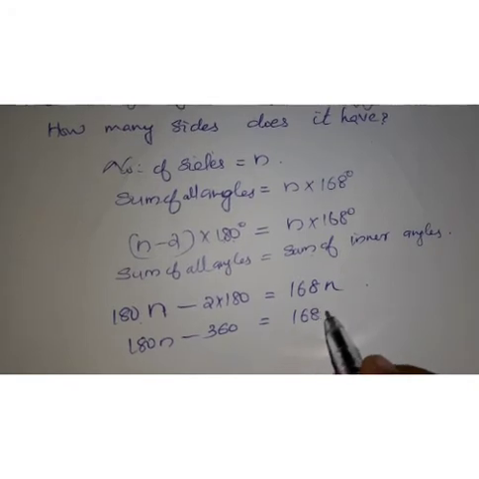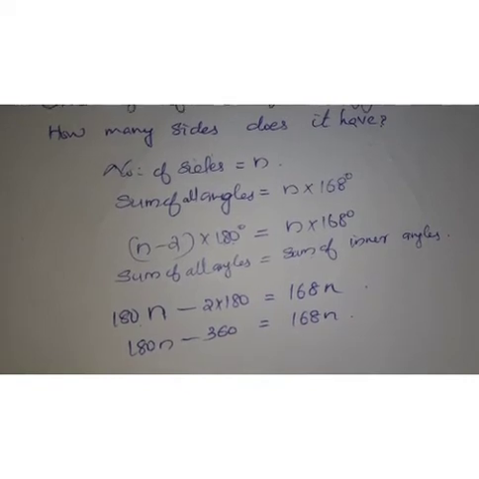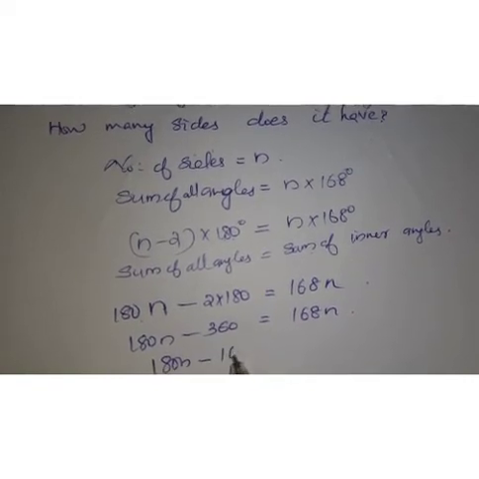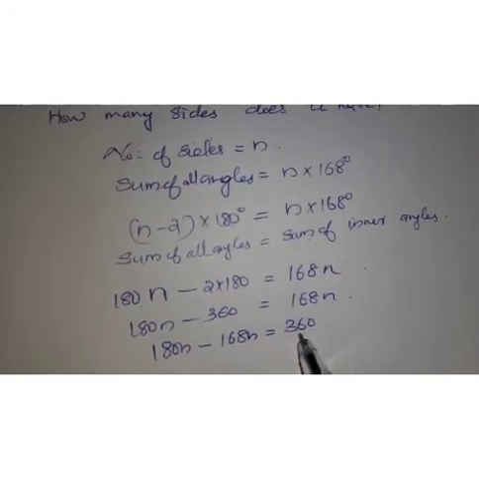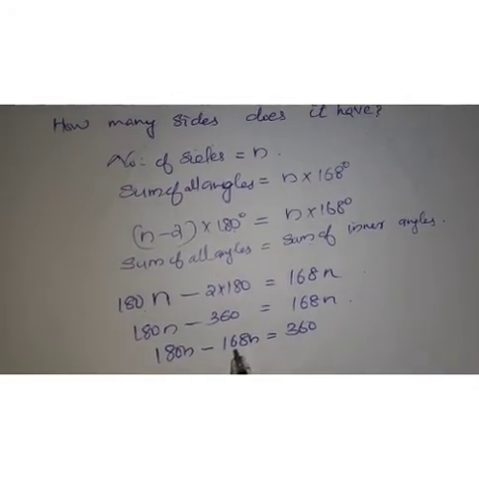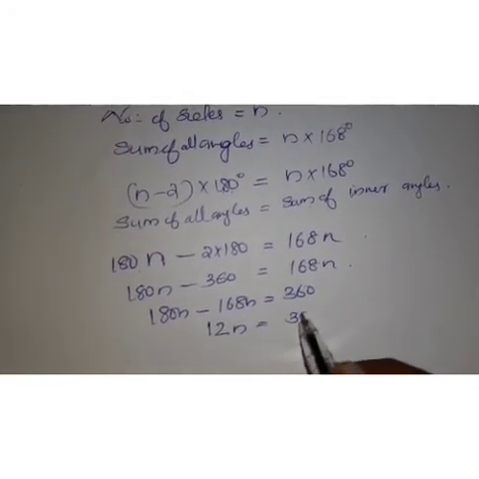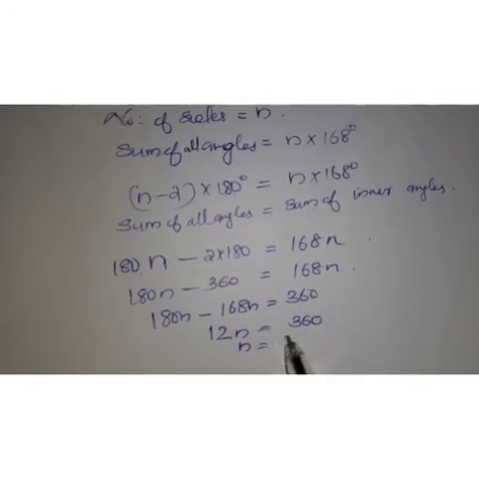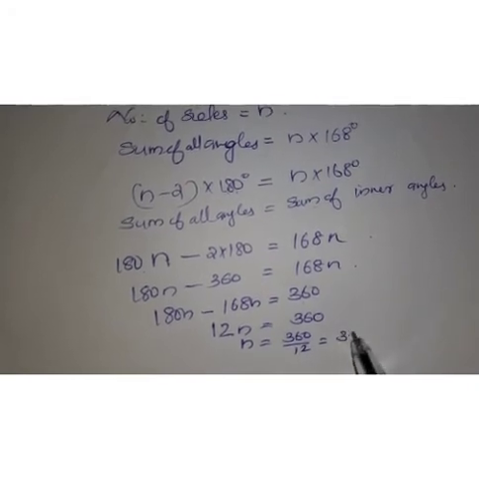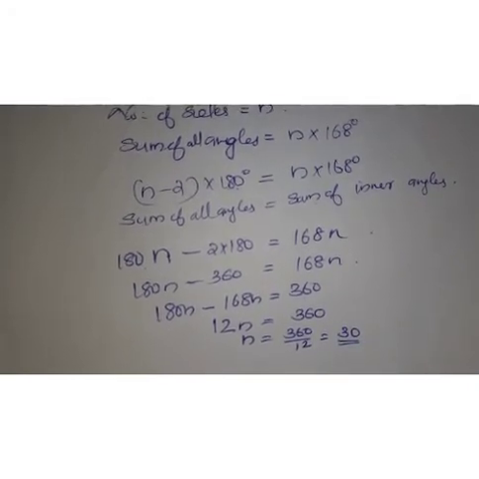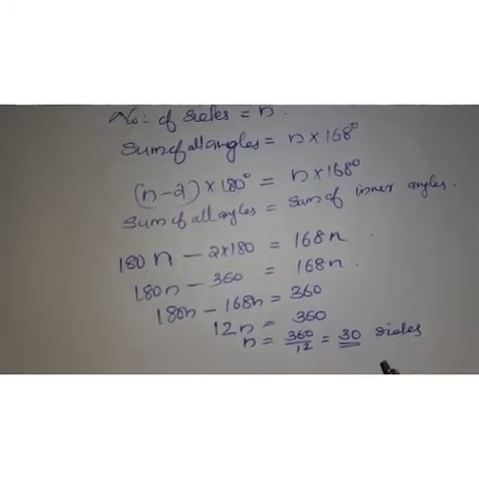Then keep this to this side. 180n minus 168n is equal to 360. Minus 360 becomes plus 360. So 180 minus 168, how much you will get? 12n. 12n is 360. So what about n? 360 by 12, we will get 30. The number of sides are 30. So the answer is 30 sides.